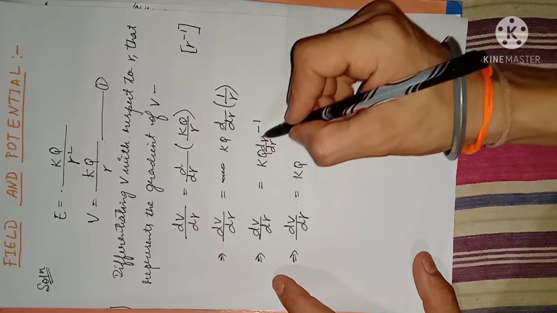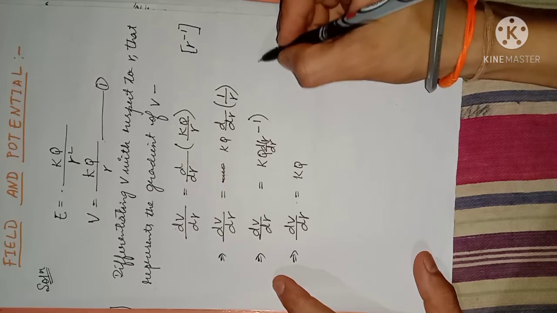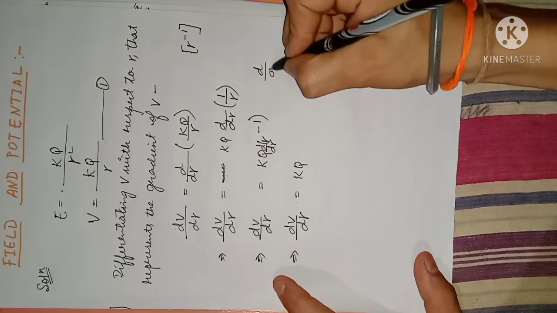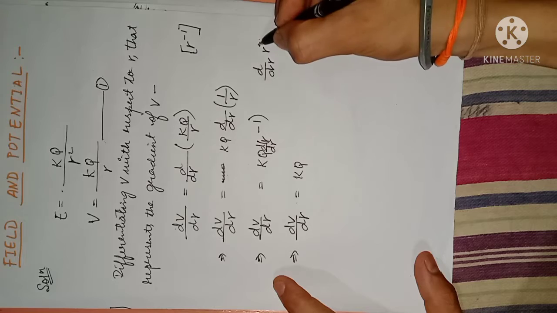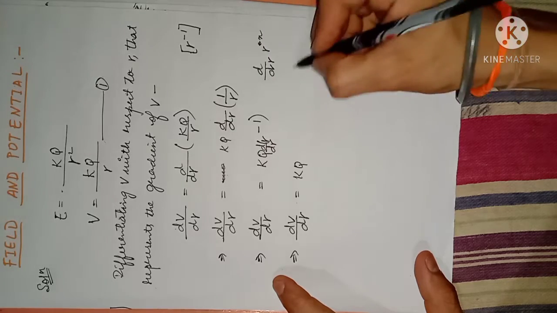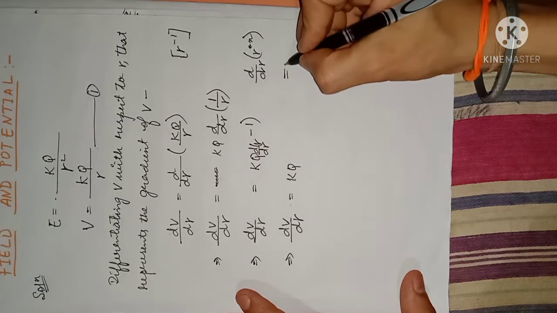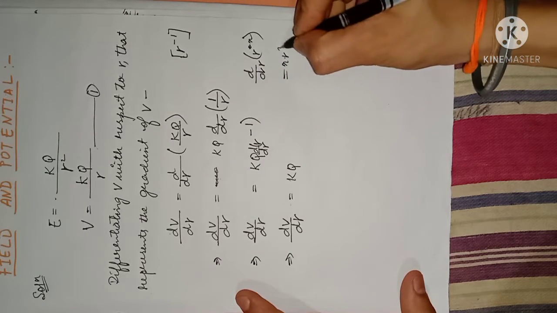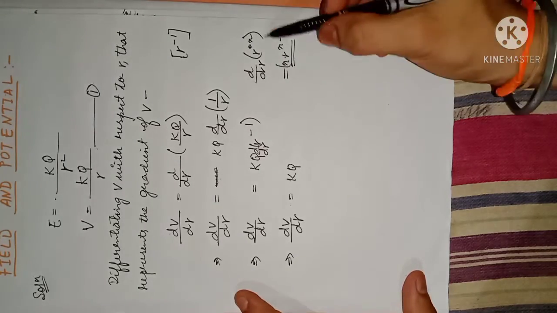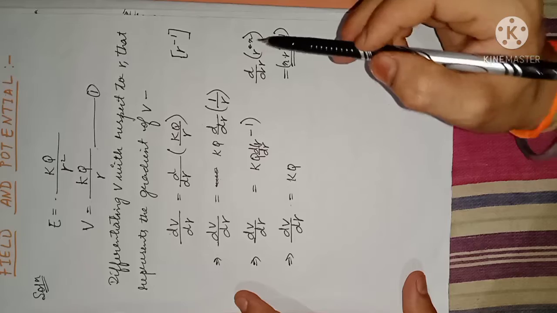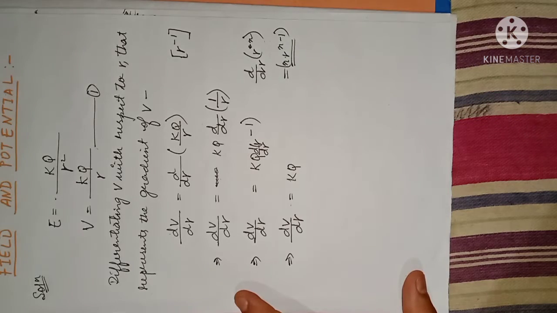Now I'll tell you one formula regarding this. d by dr of r to the power n is equal to n r to the power n minus 1. We just need to substitute in this formula. This is the formula of differentiation, you need to remember this one. This formula is also there in maths class 12.